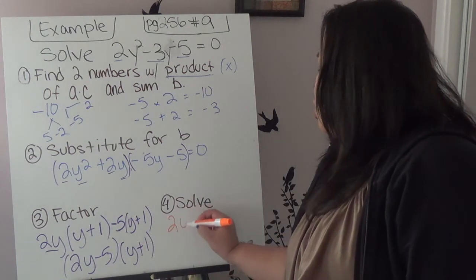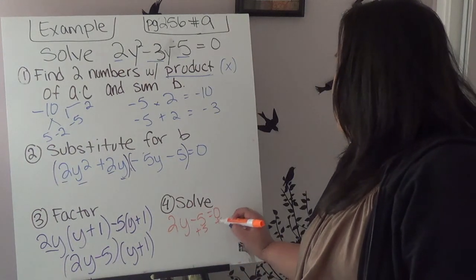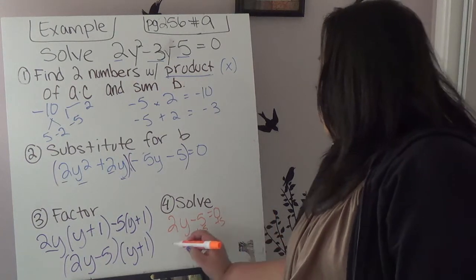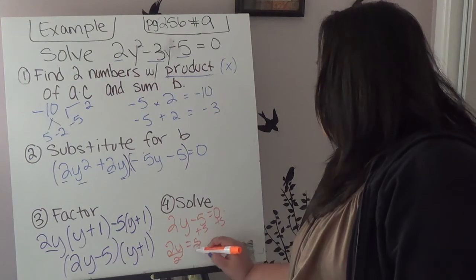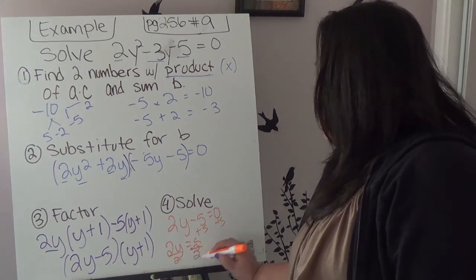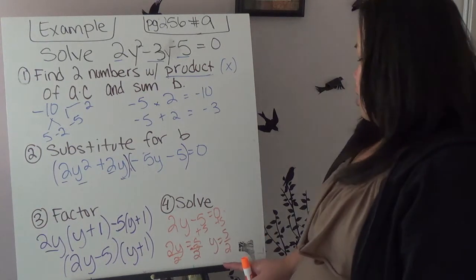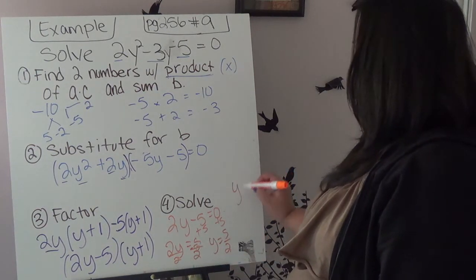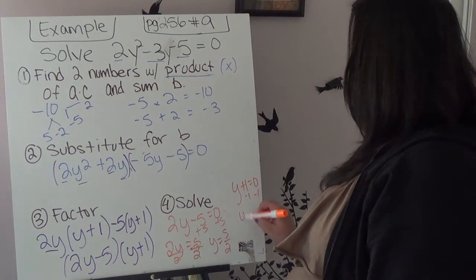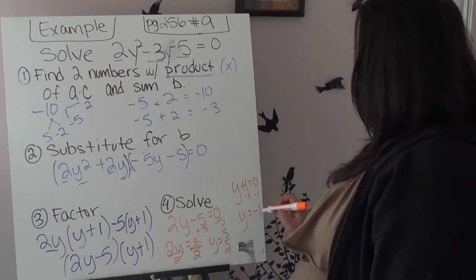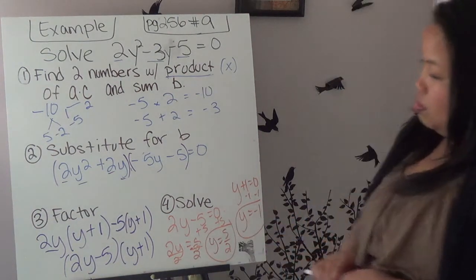So my first answer is 2y minus 5 equals 0. Well, I'm going to add 5 to both sides. I end up with 2y equals 5. Then I divide by 2, and I end up with y equals 5 over 2. That's my first answer. My next one is y plus 1 equals 0, and I subtract 1 from both sides, and y equals negative 1. So my two answers are negative 1 and 5 over 2.